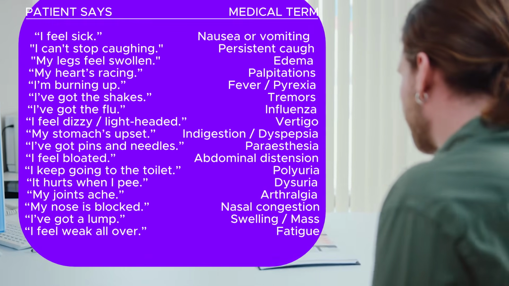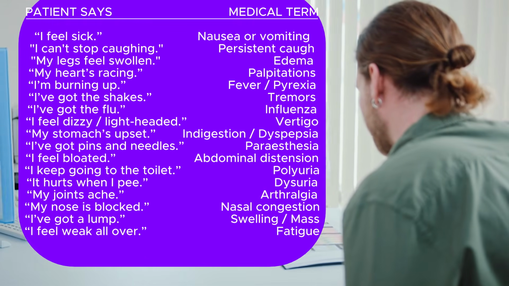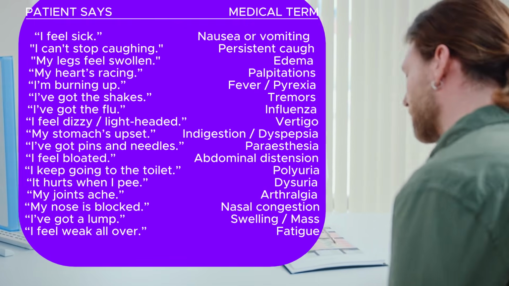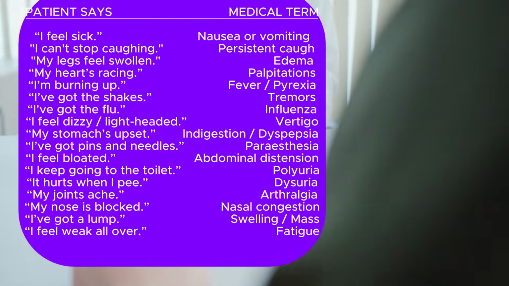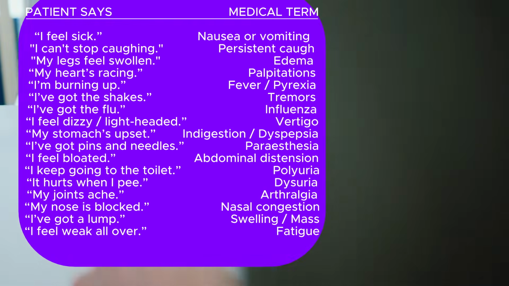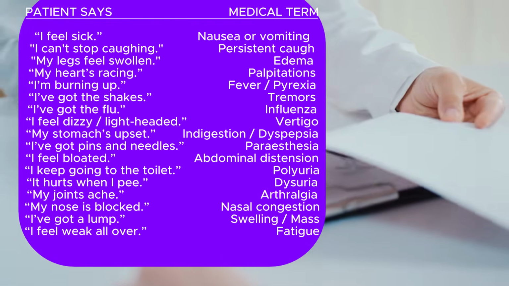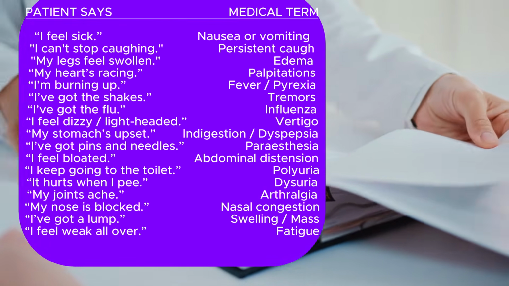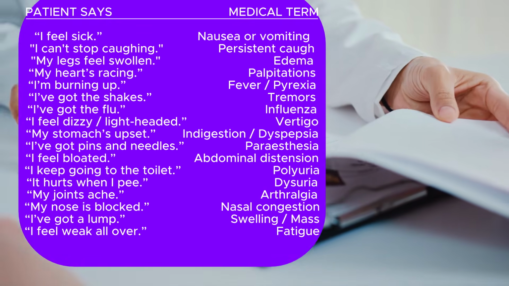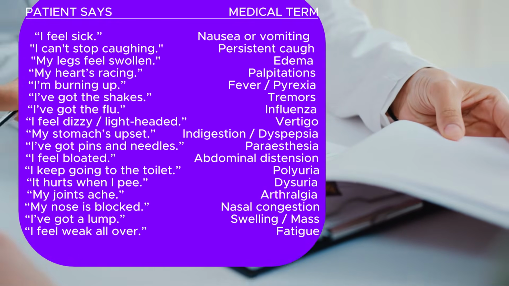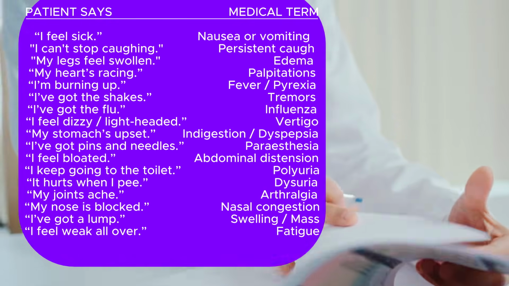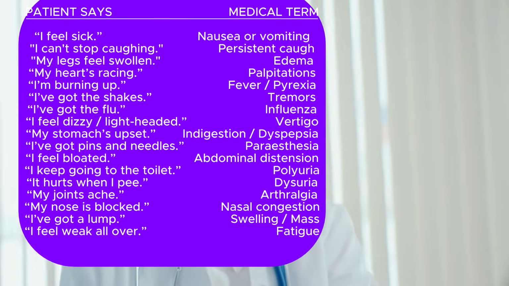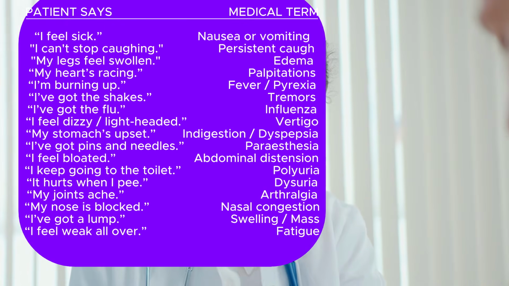"I feel bloated," abdominal distension. "I keep going to the toilet," increased frequency or polyuria. "It hurts when I pee," dysuria. "My joints ache," arthralgia. "My nose is blocked," nasal congestion. "I've got a lump," swelling. "I feel weak all over," fatigue. Learning both versions, patient and medical, makes you fluent in both worlds of communication.